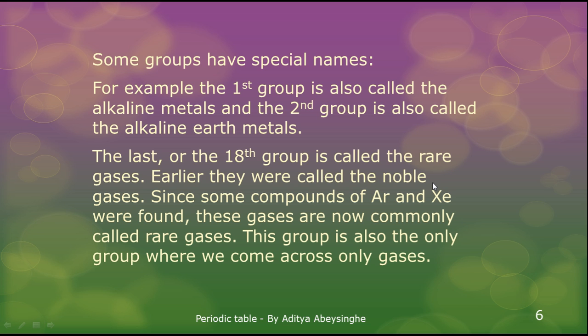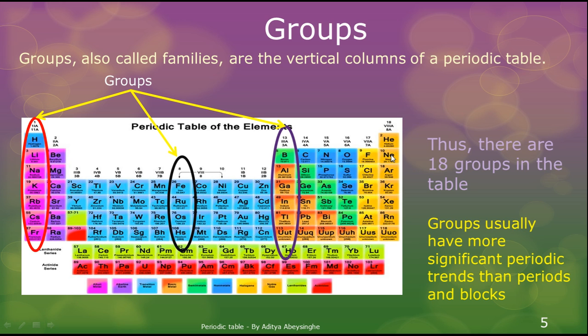One of the important characteristics of the 18th group, which is helium, neon, argon, krypton, xenon and radon, is that all of these are gases. None of the other groups, the vertical lines or families, have only gases. Helium is a gas, but lithium, sodium and potassium are solids. Oxygen may be a gas, but sulfur is not. Fluorine, chlorine are gases, bromine is a liquid, iodine is not a gas, and astatine is also not a gas. So the 18th group is the only group that contains only gases, and that's another important characteristic of the 18th group.